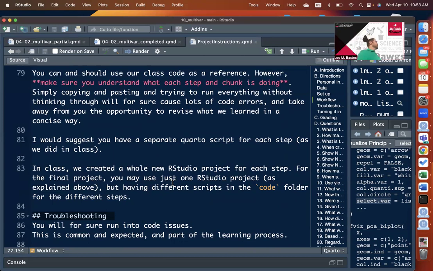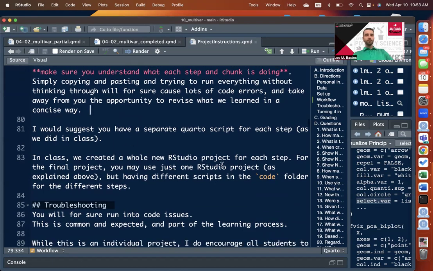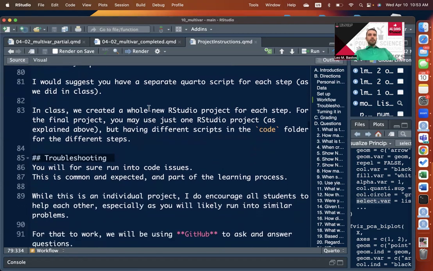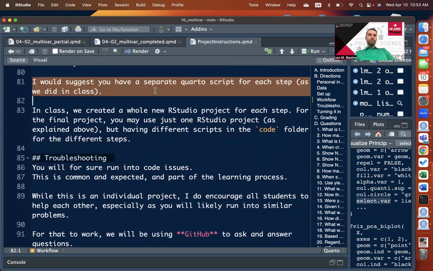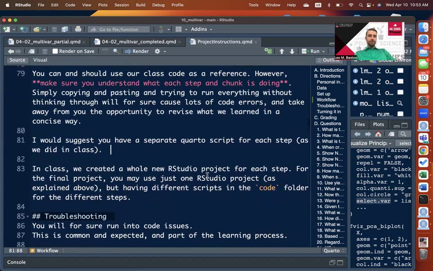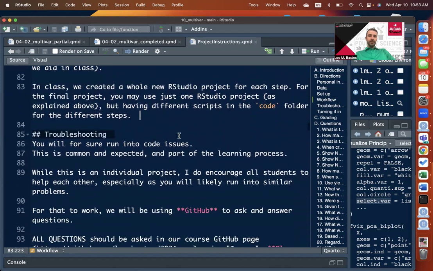Because I know in class sometimes you are copying a lot of the code I'm telling you, so you may not be completely thinking of what I'm saying, just copying things. This is a chance for you to revisit that and really make sure you understand the process one more time. Yeah, so I suggest you have a separate Quarto script for each step, as we did in class. And also, in class, we created a whole new RStudio project for each step. Here, I encourage that you just have one RStudio project and just bring different code scripts inside of the code folder.